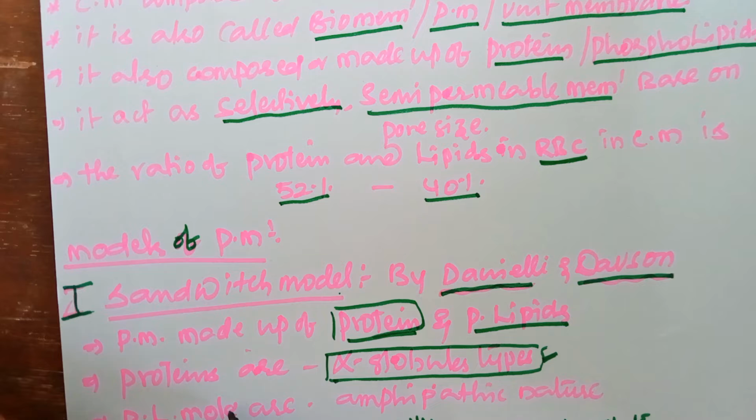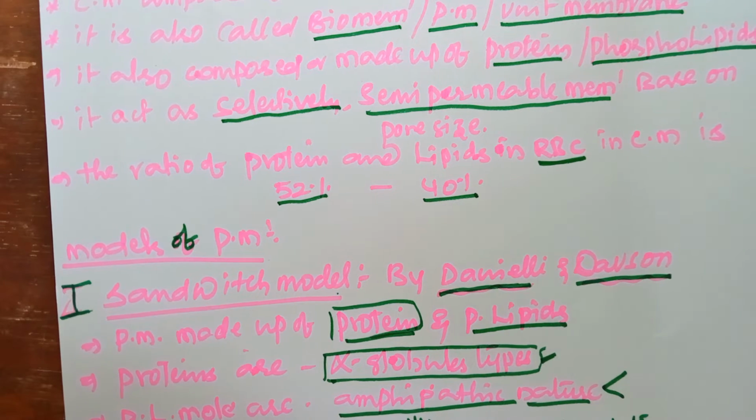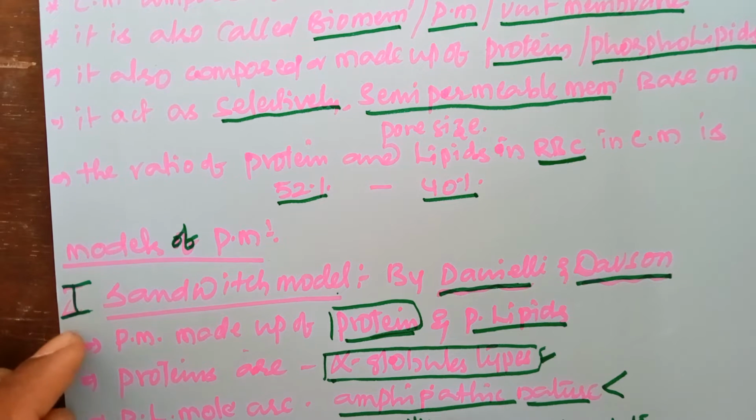Phospholipid molecules are of amphipathic nature. Amphipathic nature means they show 2 types of characteristic features. One is hydrophilic and the second one is hydrophobic. Hydrophilic means water can transport through the head of the plasma membrane or phospholipid bilayer. When water is transported easily, that is called hydrophily. So water lovable molecules are called hydrophilic.